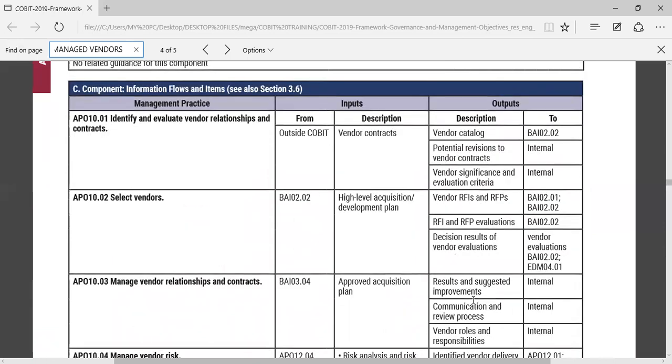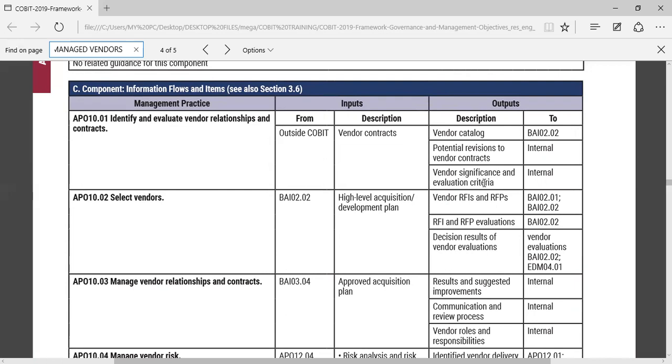All right, look at the third component, information flows and items. This is talking about information that we need to manage contracts and vendors effectively and efficiently in our respective organizations. For example, you need vendor contracts, which will help us to create a vendor catalog, which will help us to update revisions to those vendor contracts, and which will also help us to rank the vendors in terms of significance.